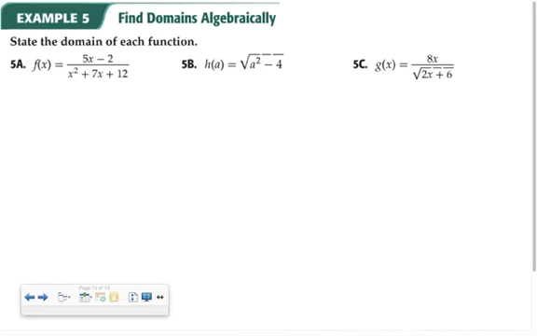Well, here all I have is the algebra. So you've got to remember a few things about what you're allowed to do algebraically, and more importantly, what you're not allowed to do.